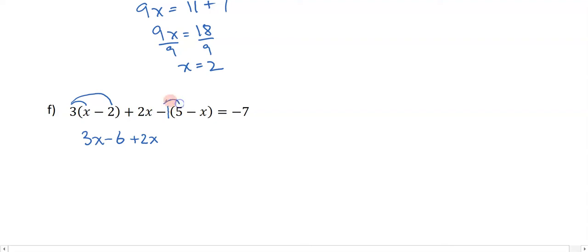So I'm going to multiply in my negative 1. Take that negative with it. Negative 1 times 5 is negative 5. Negative 1 times negative x is positive x. And that can't be simplified, so I just write it down.